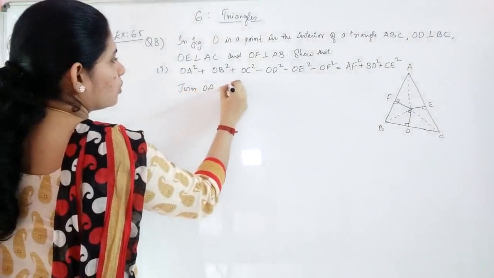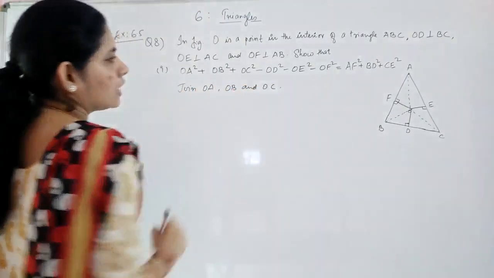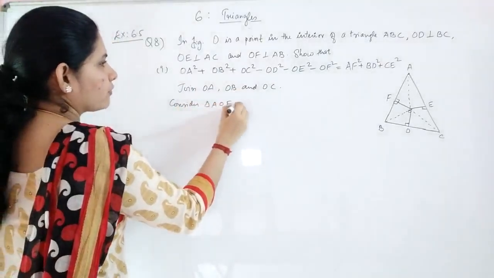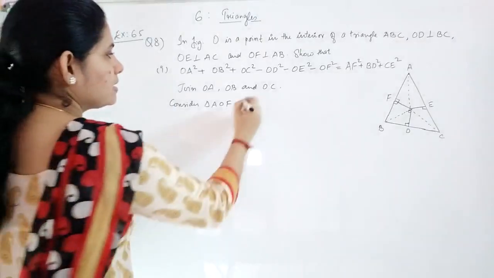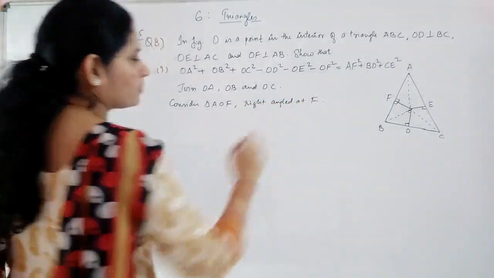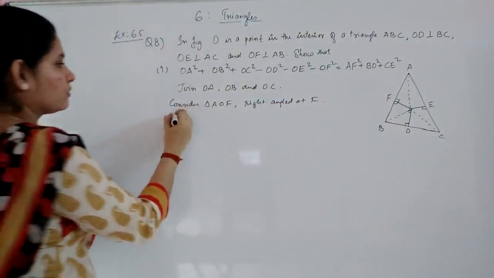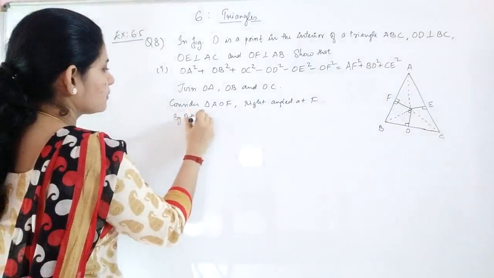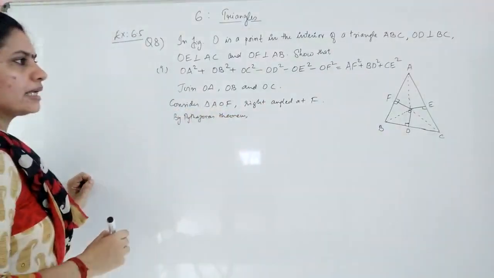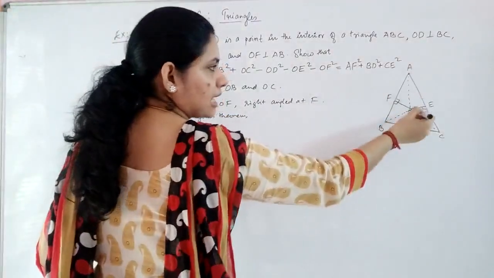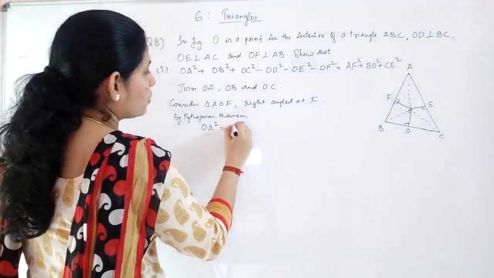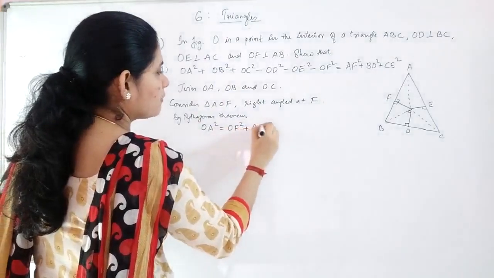OA, OB and OC. And now we are considering the triangle AOF, which is right angled at F, so that you can use your Pythagoras theorem. Therefore, by Pythagoras theorem, OA is acting as the hypotenuse, so you will get OA square is equal to OF square plus AF square.